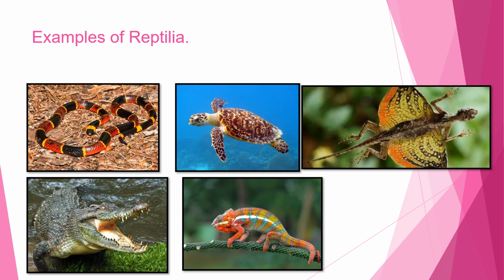Let us see. Here in this example, first comes the snake, then the turtle, then the flying lizard, then the crocodile, and then the chameleon. What are the visible things? We can see they have 2 pairs of limbs. All of them have 2 pairs of limbs. We can divide their body into 4 parts. They have head, neck, trunk and tail. So 4 body parts.